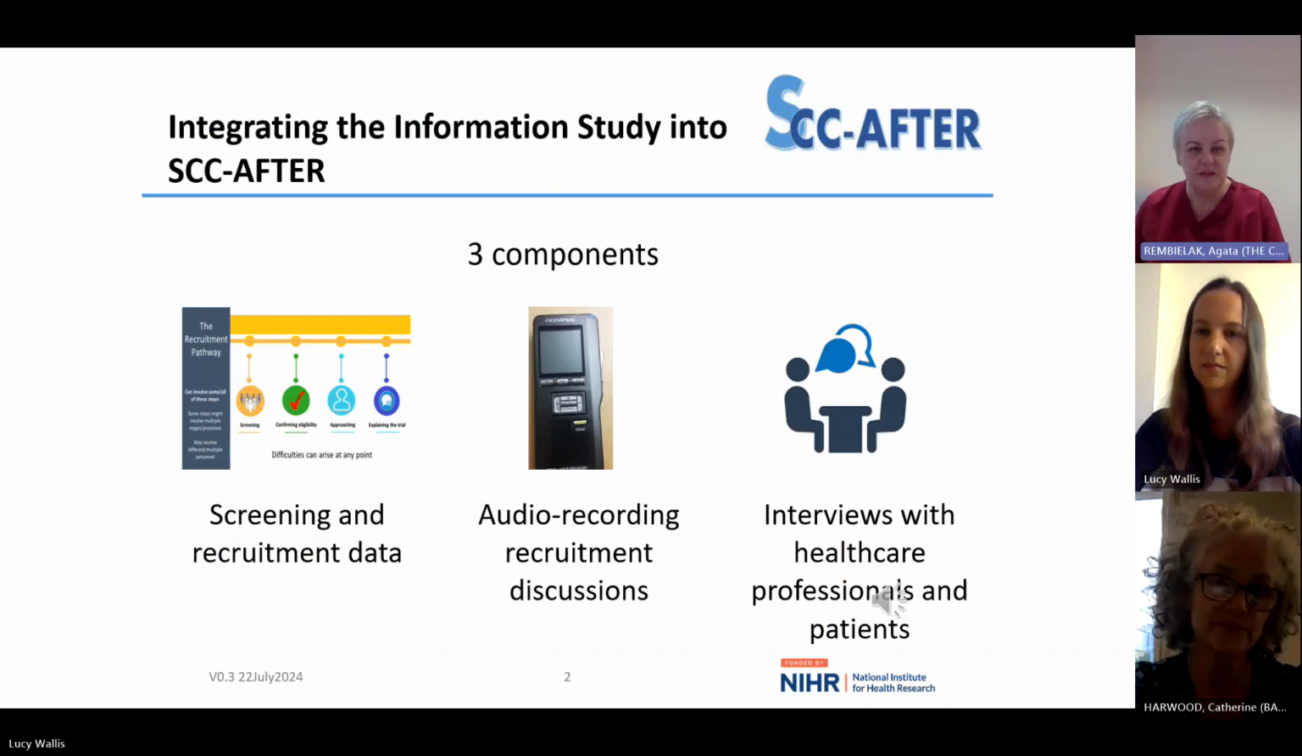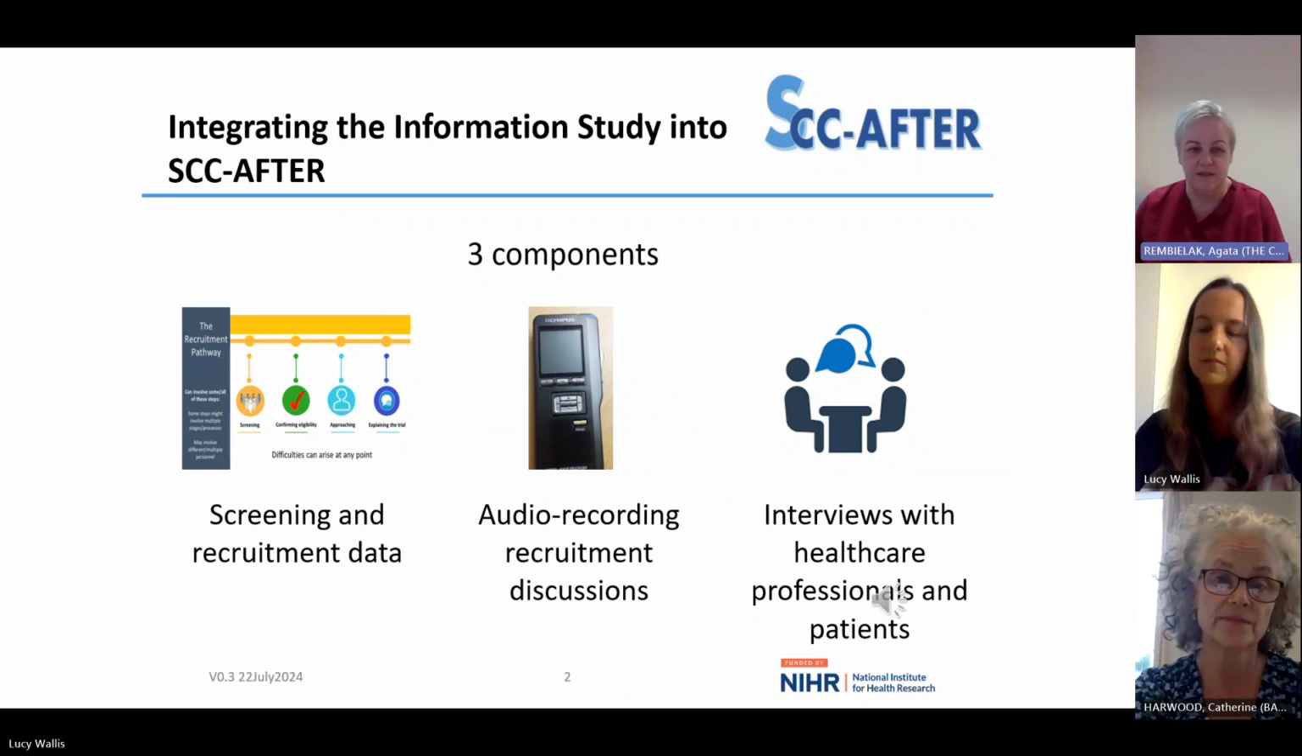So what does the information study look like in SCC After? Some of these may look familiar, for example, routine screening log data. But there are also specific data collection activities which are likely less familiar. For example, audio recording recruitment discussions with patients, inviting patients to take part in interviews, or taking part in interviews. Patients or recruiters can decline to take part in one or all of these.